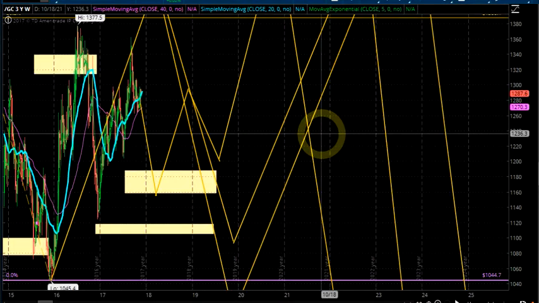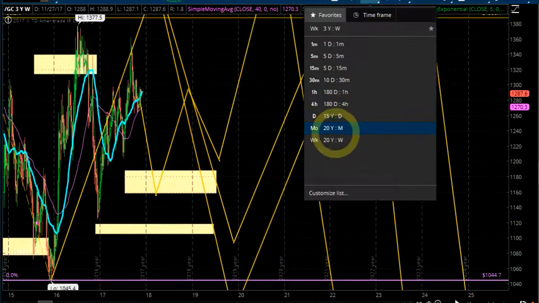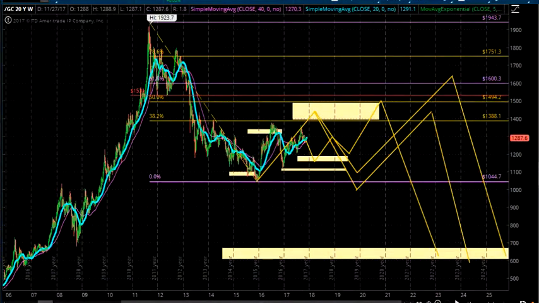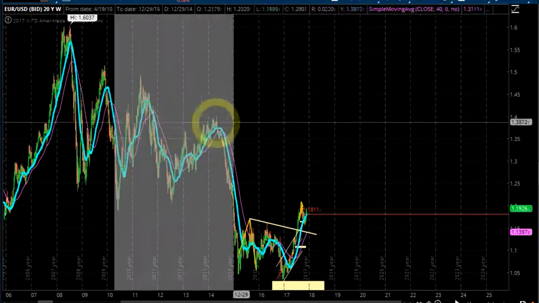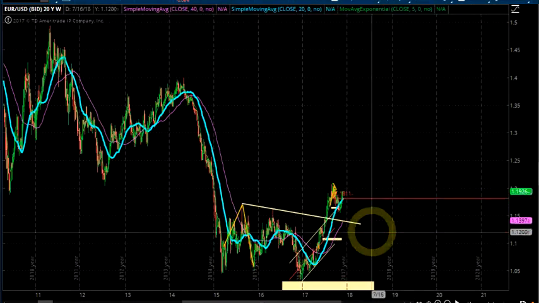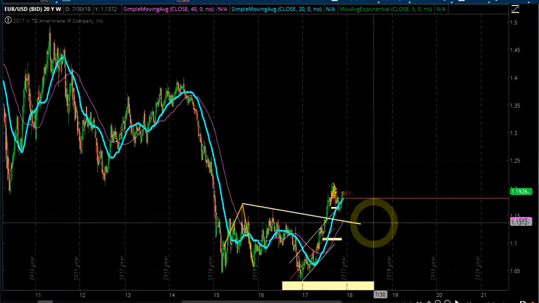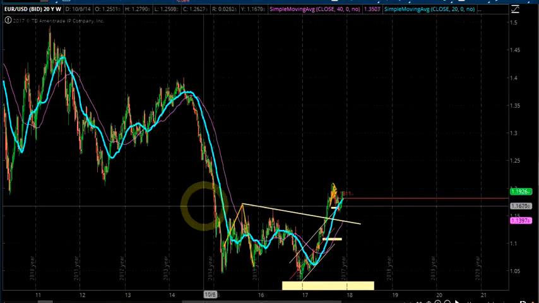Let's just stick with I don't know. I was going to stick with a 3-year, but let's do the longer term. All right, let's look at the euro US dollar. It looks like here I was looking for the euro to go back down. At this point, it doesn't look like that's going to happen.